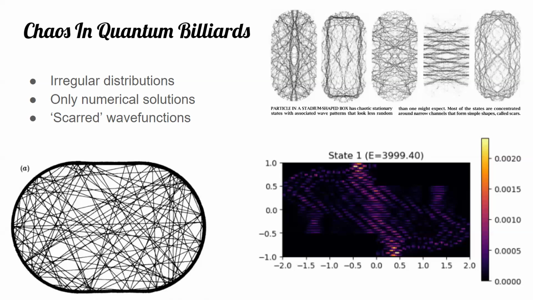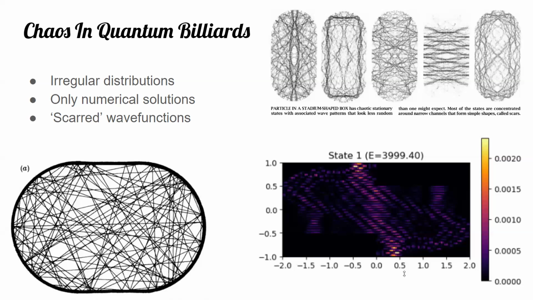I couldn't analytically solve with pen and paper what the probability distribution would be for my particle because it is confined to this chaotically shaped geometry. And so we only get numerical solutions for that. And you can only figure out the probability distributions, like I said, by just running the code. And we get this really interesting effect, what's called scarred wave functions.